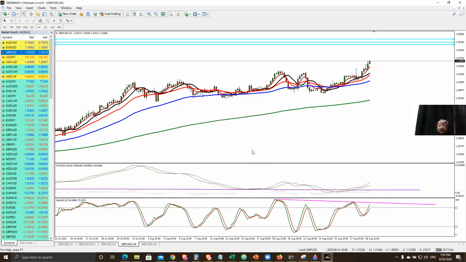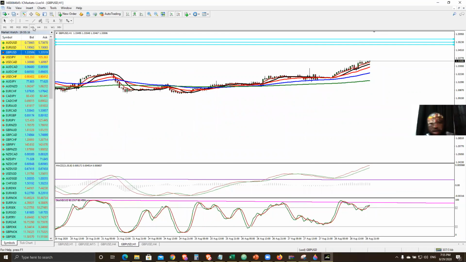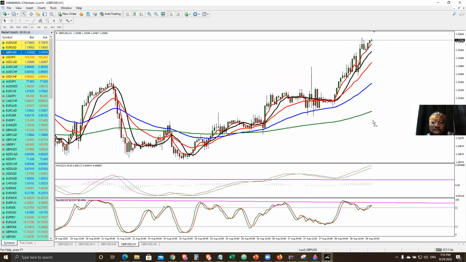The key now is to look for a 4 hour to a daily rejection candle around this area. All right. So if you now want to push this up to this level to grab the 200 pips that's between, how do you trade that? So what you want to be looking for is a potential sell-off that will give you an opportunity to buy.